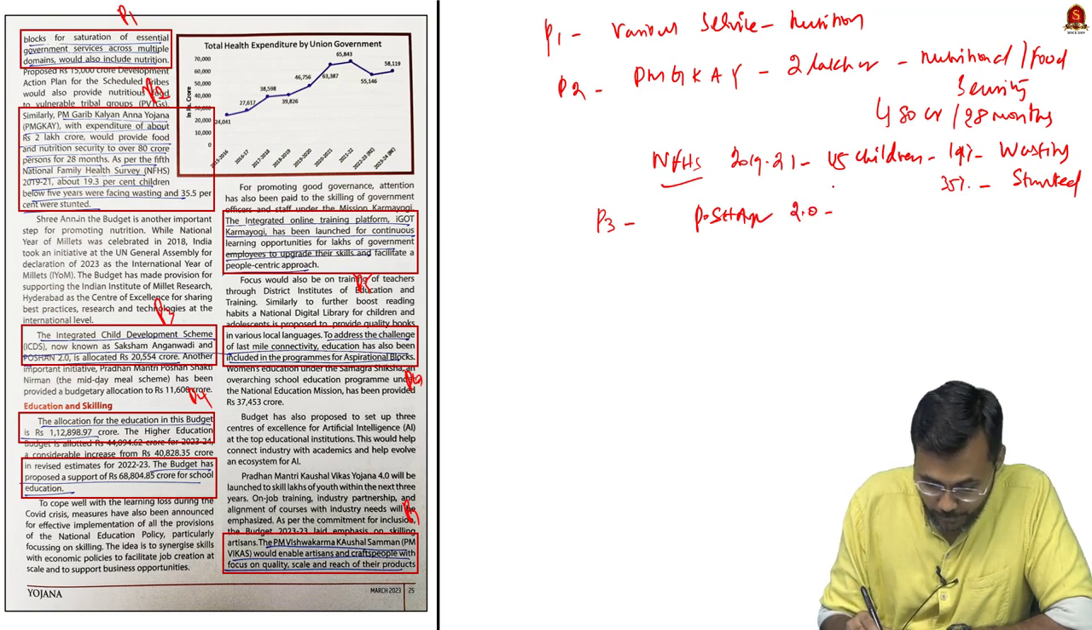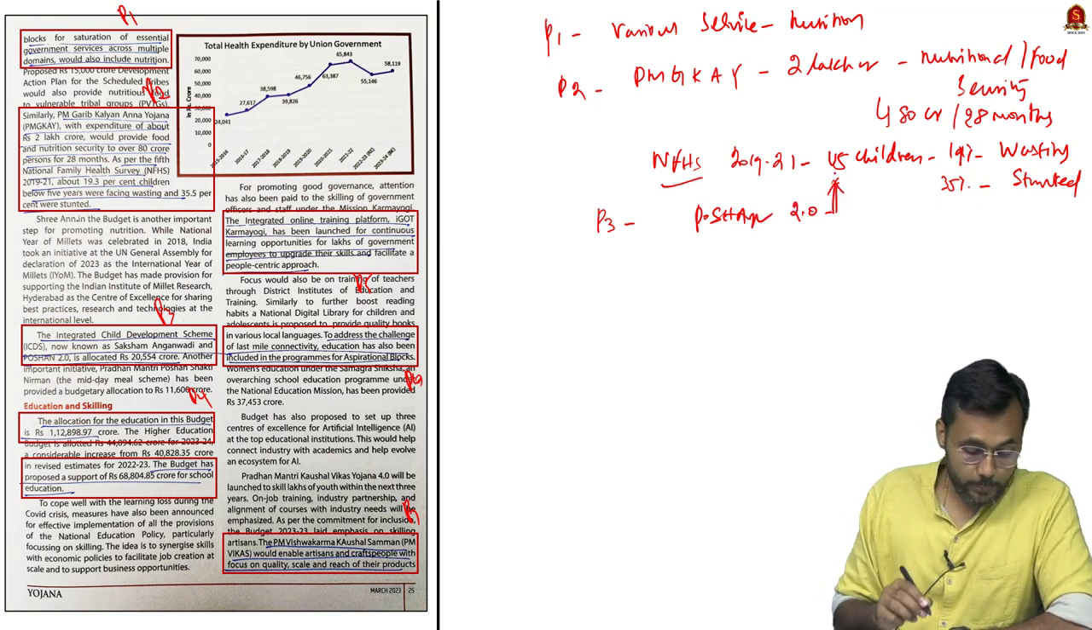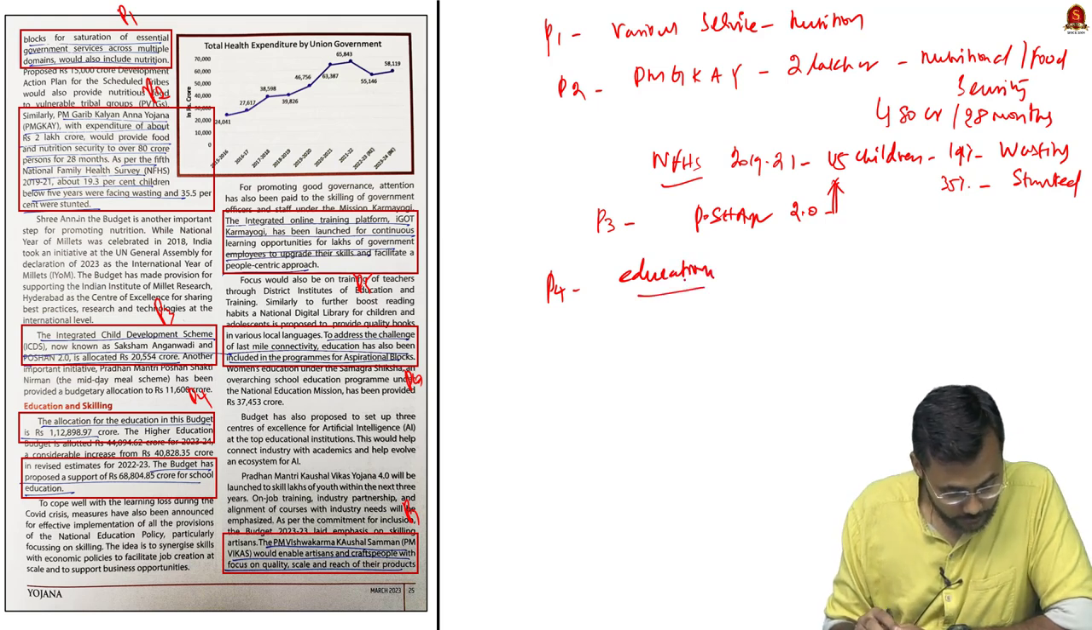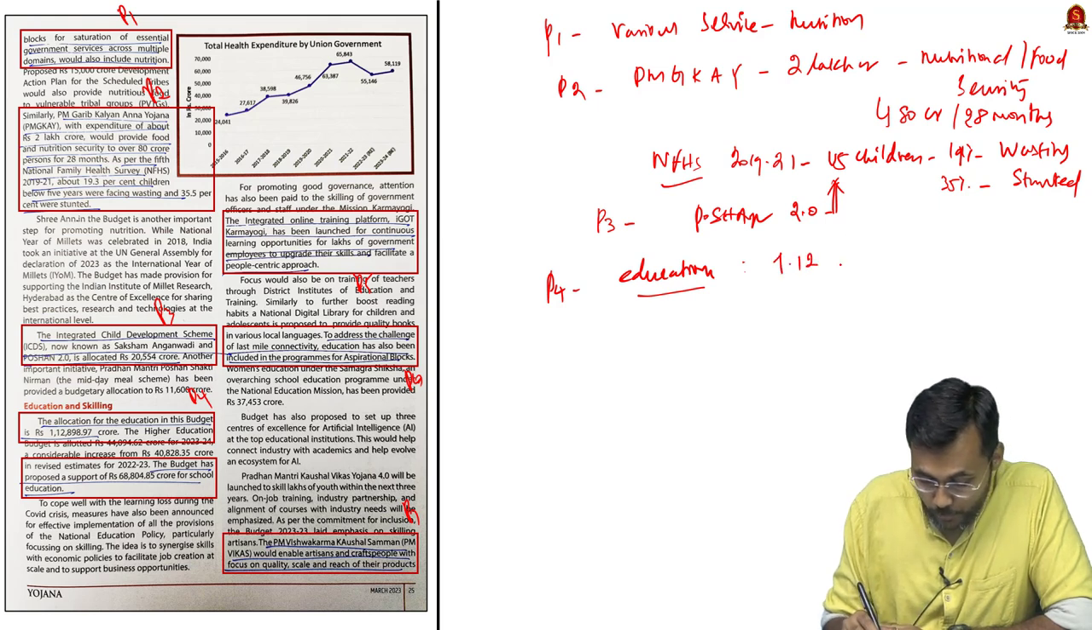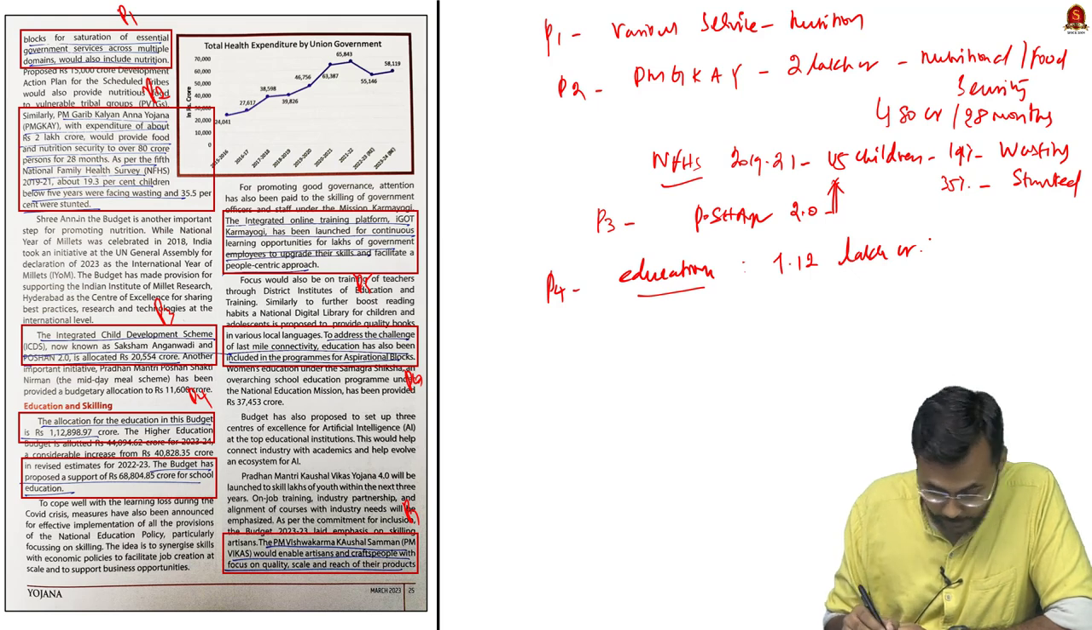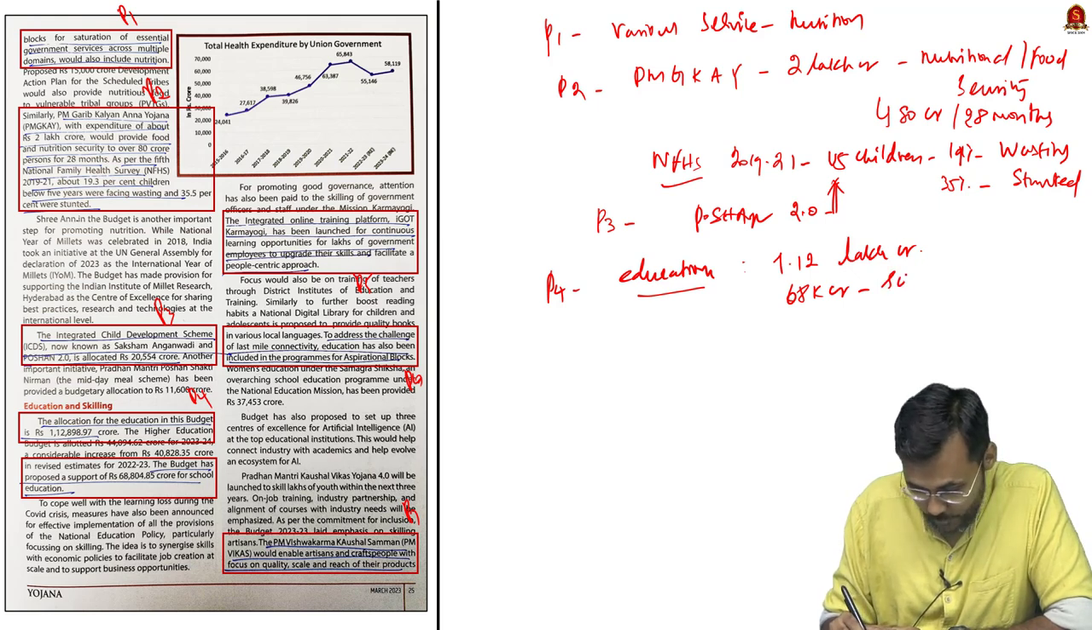2.0, especially focusing on this problem that's given in paragraph 3. And paragraph 4 speaks about the importance of education. And right now in this budget, around 1.12 lakh crore is being allocated for education. And primarily in this, 68,000 crore is allocated for school education. So these are some of the data.